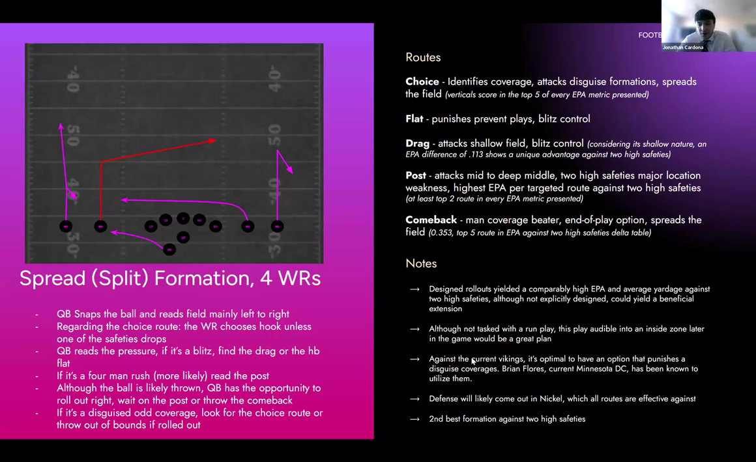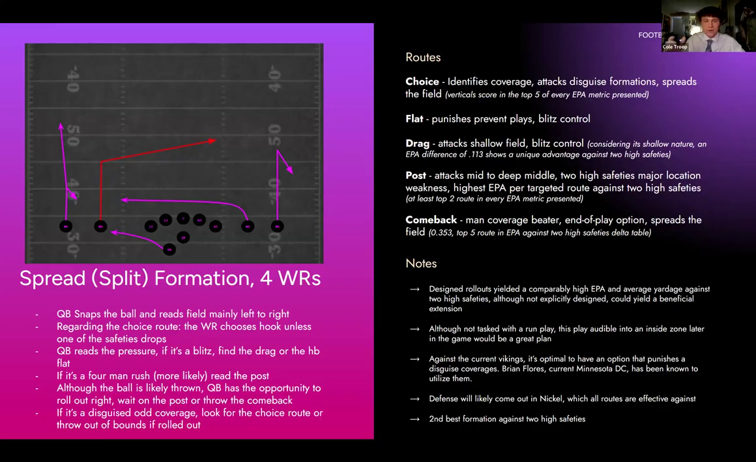As we've seen, the post route or deep routes like that have been shown to be the most effective in terms of EPA for two-high safety coverages. And then, the comeback route is a man coverage beater. Like Cole said, Brian Flores is a very smart coach. He can disguise a lot of things, and this just gives another option, another read, for Drake Maye to go through.